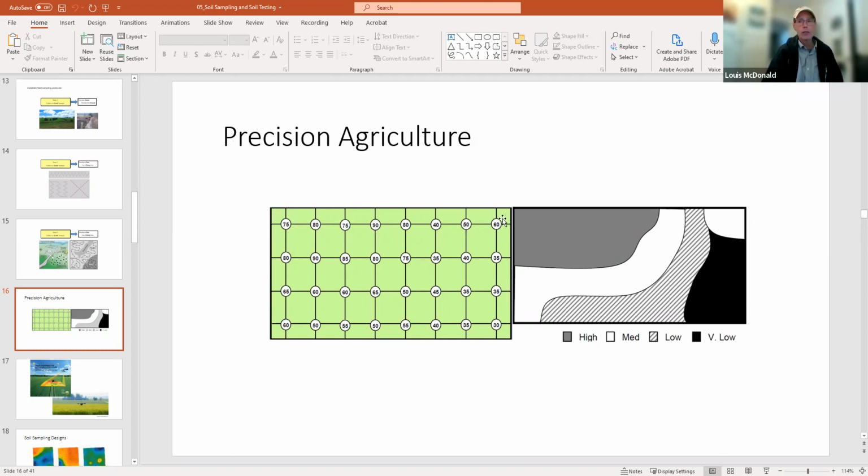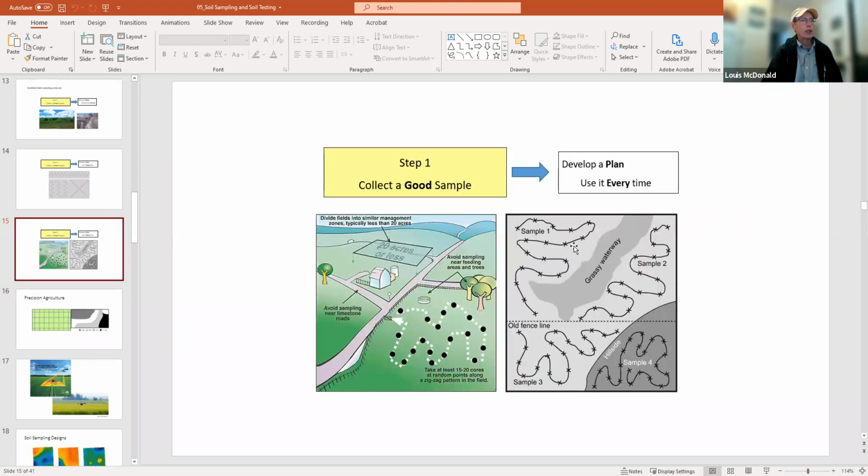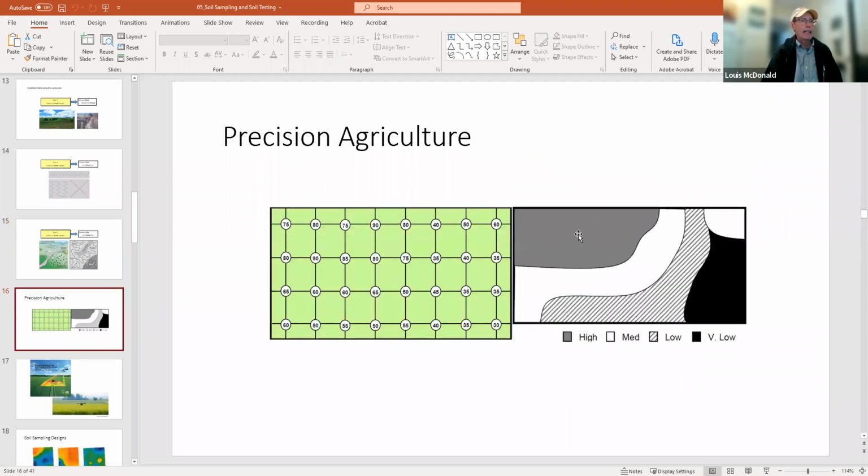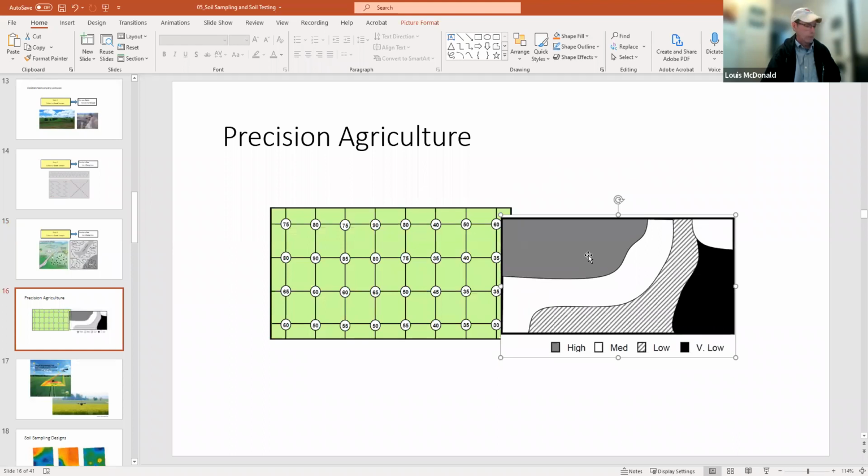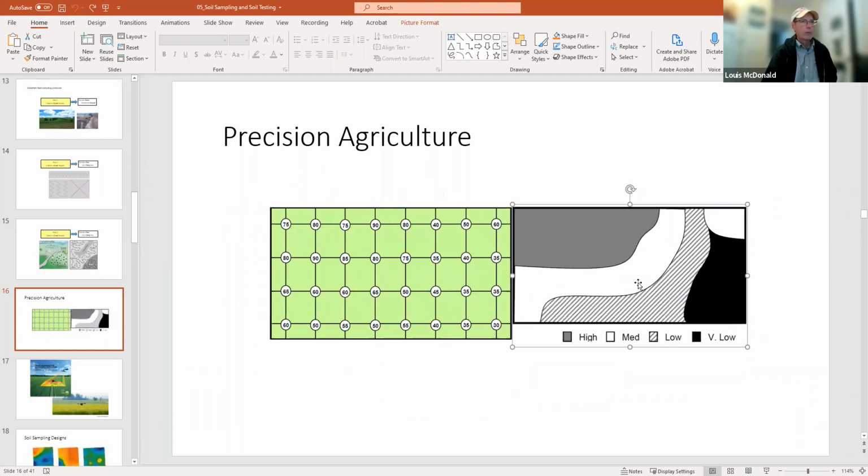And when you send those and get your data back, you get, instead of one number for an entire field, like you might have here, right? So when you sample like this, you're going to get one number for potassium, right, for this field, and one number for potassium for this field, and one for this field, and one for this field. Now what we get is high potassium in this part of the field, medium potassium in this part, in this part of the field, low and very low, right?